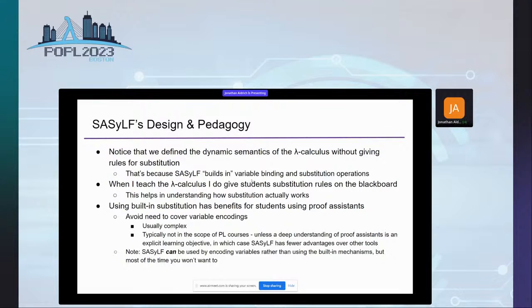What's interesting is notice that we define the dynamic semantics of the lambda calculus without giving rules for substitution. That's because Sassy Elf builds in variable binding and substitution operations. When I teach it, I do give students substitution rules on the blackboard, which helps in understanding how it actually works. And I think, broadly, this has benefits for students using proof assistants. It means you don't have to necessarily cover variable encodings in the class unless you want to. They tend to be complex, and unless one of your goals is a deep understanding of proof assistants as an explicit learning objective, this might not be in the scope of your PL class. But if the proof assistant is not a main objective, but more a means to the end of understanding programming languages, then I think that's where Sassy Elf has some benefits. And like I said, you can encode variables if you want to.